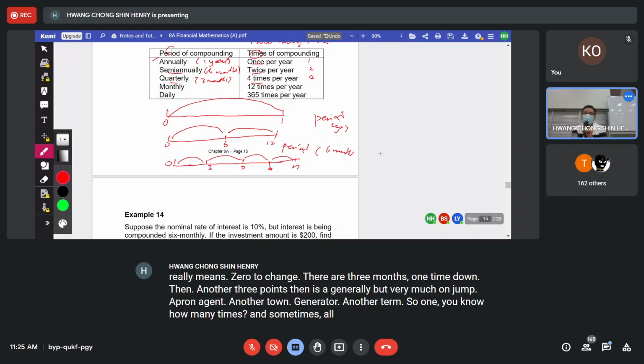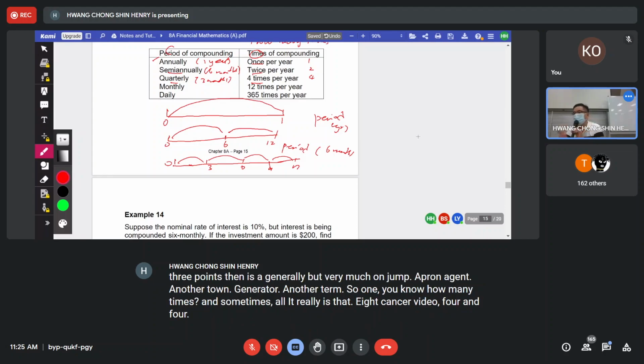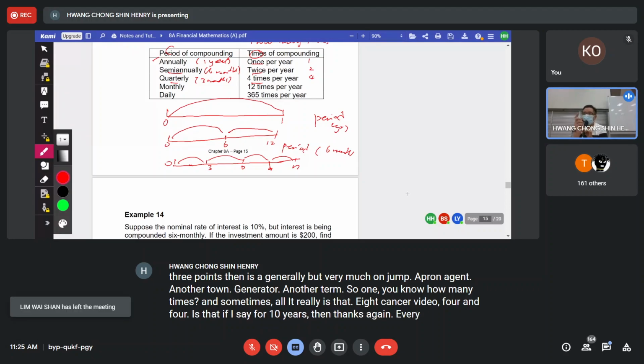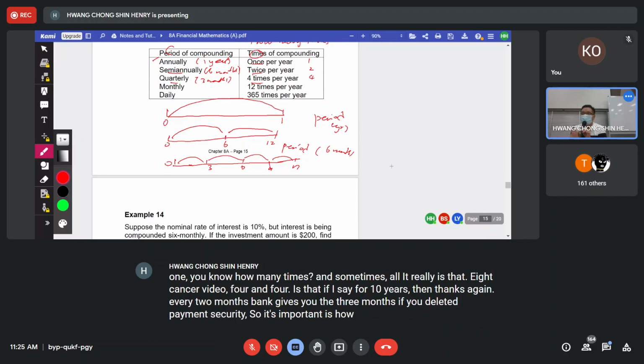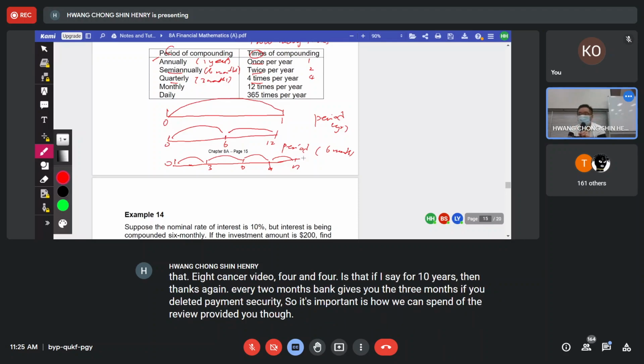In 2 years, 8 times a year, 4 and 4. Understand? If I say for 10 years, how many times you jump? Every 3 months, the bank gives you dividend. So for 10 years, how many times will the bank give you? Provided you don't withdraw money.